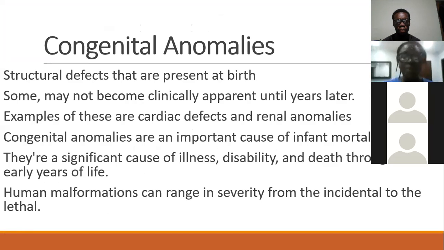So when we talk about congenital anomalies, we mean structural defects that are present at birth. Sometimes the defects are there, but it may not be clinically apparent until years later. For example, a baby who has a heart defect, you may not see it. It's not visible on the body, it's within. But once it's a physical defect, it is a congenital anomaly. So maybe years later, you'd realize that the baby has heart failure, you investigate, and then you find out.